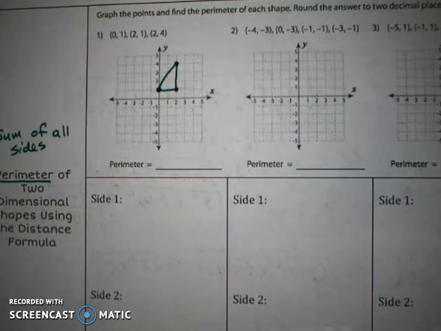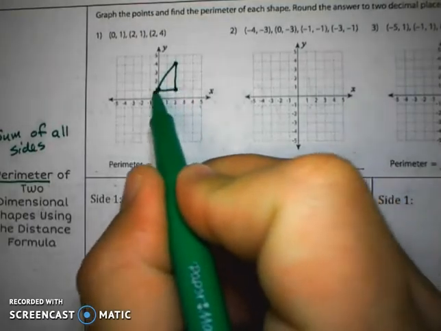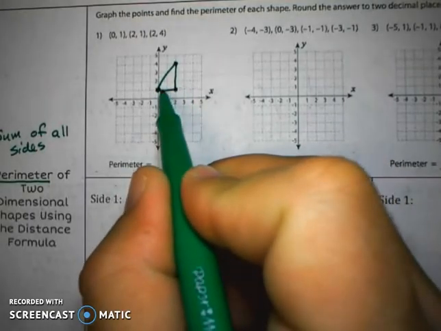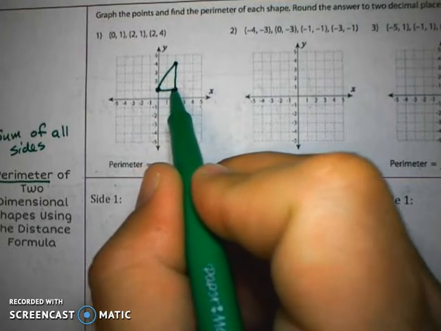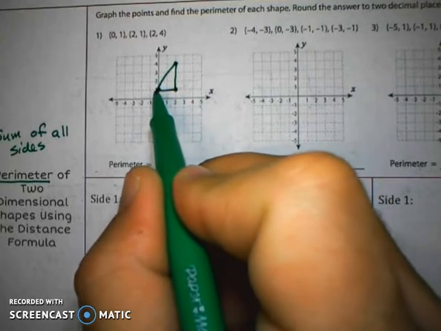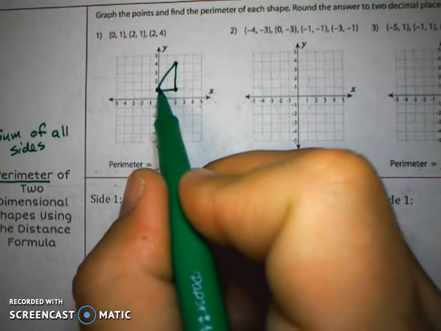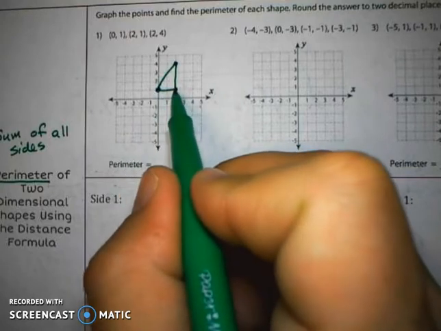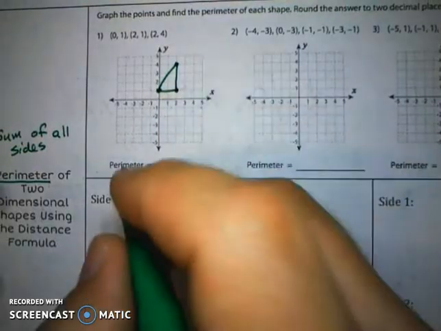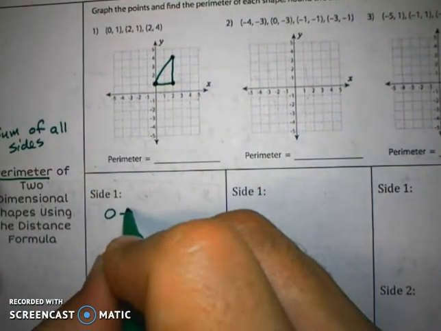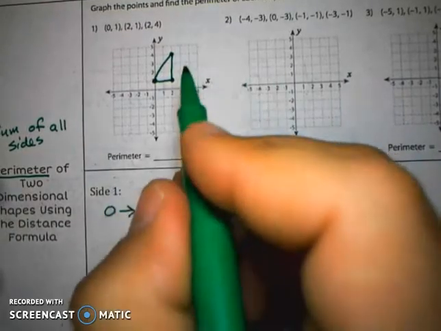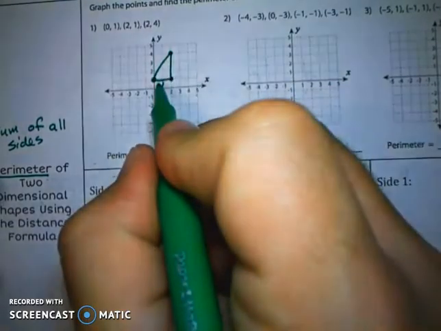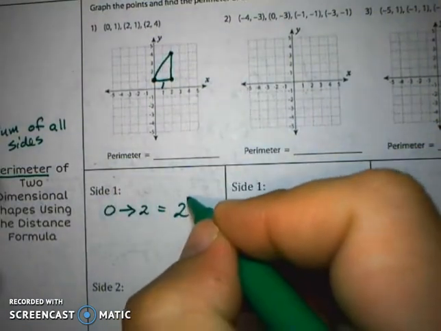Now, I'm going to give you a helpful hint here and allow you to take a shortcut. Any horizontal segment like this that goes left and right, it doesn't go diagonal at all, you can count the units because the y values don't change. So the only change we're making is horizontally, and so we can just count the length. So side 1 here goes from 0 to 2. We know that is a length of 2. So if I call this side 1, that is a length of 2.